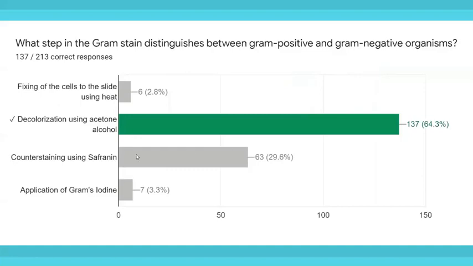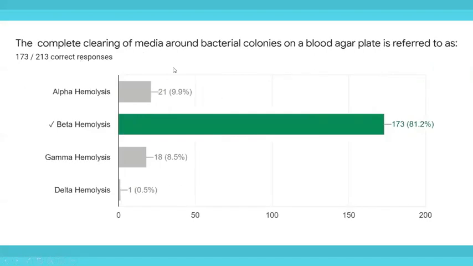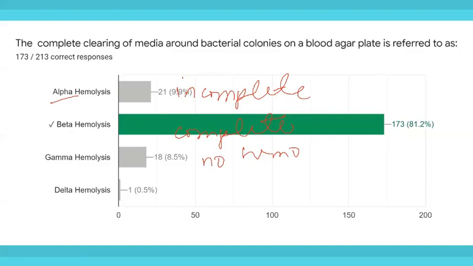Next, which type of enrichment media is used to isolate group B strep? So this is your Todd Hewitt broth. Complete clearing of media around bacterial colonies in a blood agar plate is referred to as beta hemolysis. Your alpha hemolysis, remember, is incomplete hemolysis. Beta hemolysis is complete hemolysis. Gamma is no hemolysis, whereas delta hemolysis is not used to describe any type of hemolysis.